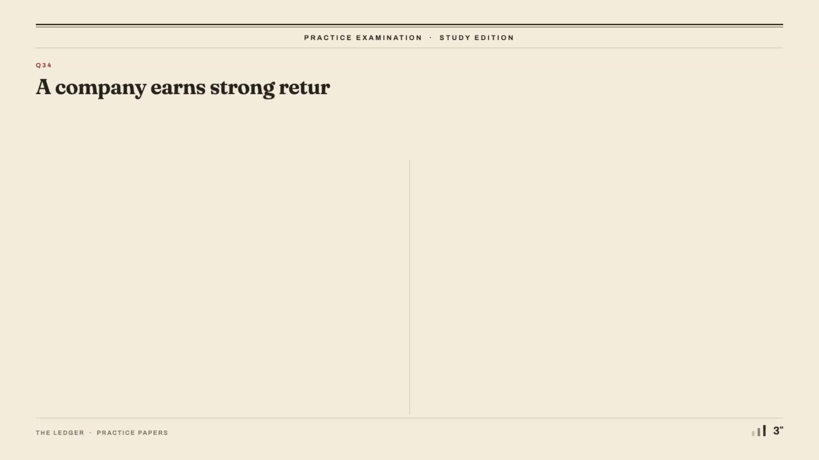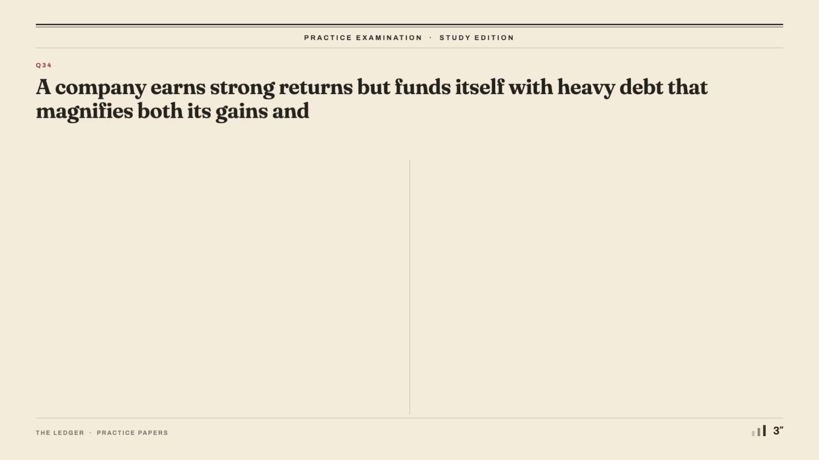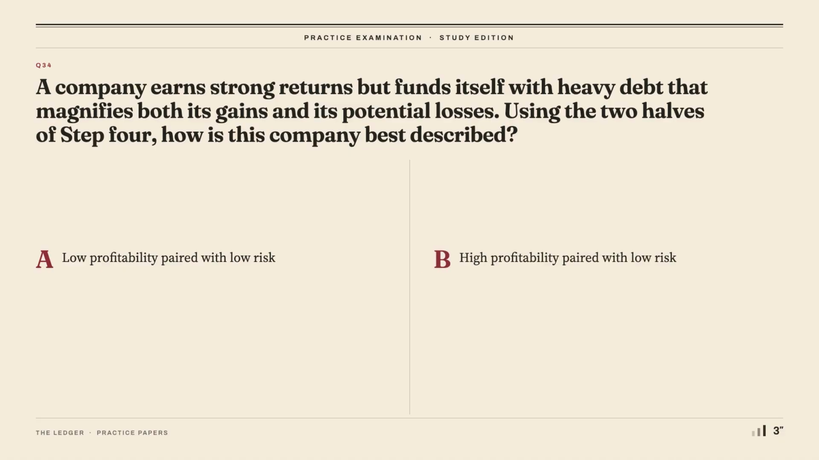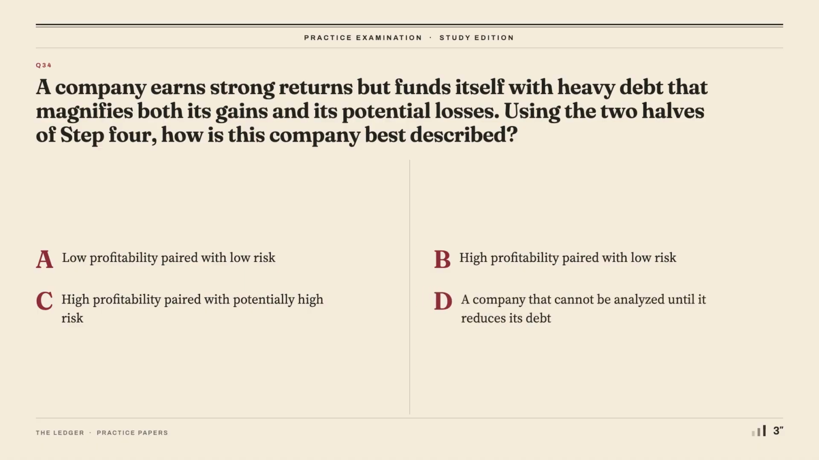Question 34. A company earns strong returns but funds itself with heavy debt that magnifies both its gains and its potential losses. Using the two halves of step 4, how is this company best described? Your options are A. Low profitability paired with low risk, B. High profitability paired with low risk, C. High profitability paired with potentially high risk, D. A company that cannot be analyzed until it reduces its debt. Take a second. Which answer would you pick?